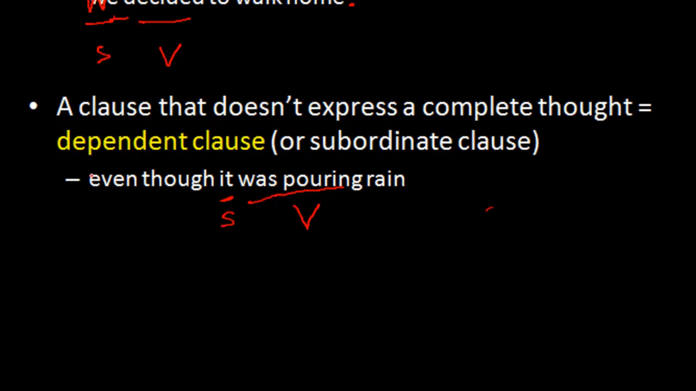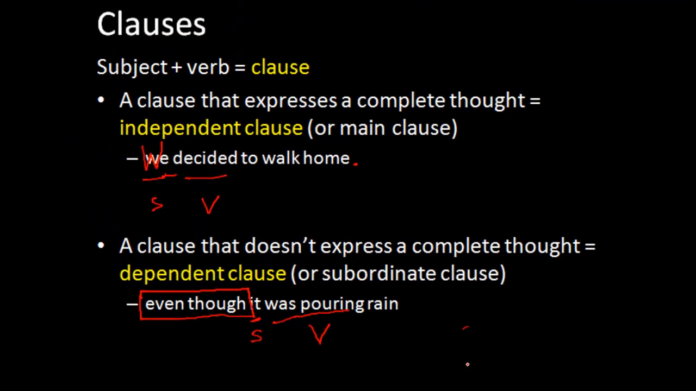But I have started the clause with these two words, even though. And as a result, my thought, even though it was pouring rain, sounds incomplete. And it sounds incomplete because the words even though are requiring me to connect this thought to some other thought, some other clause. And obviously what a dependent clause has to be connected to is an independent clause.